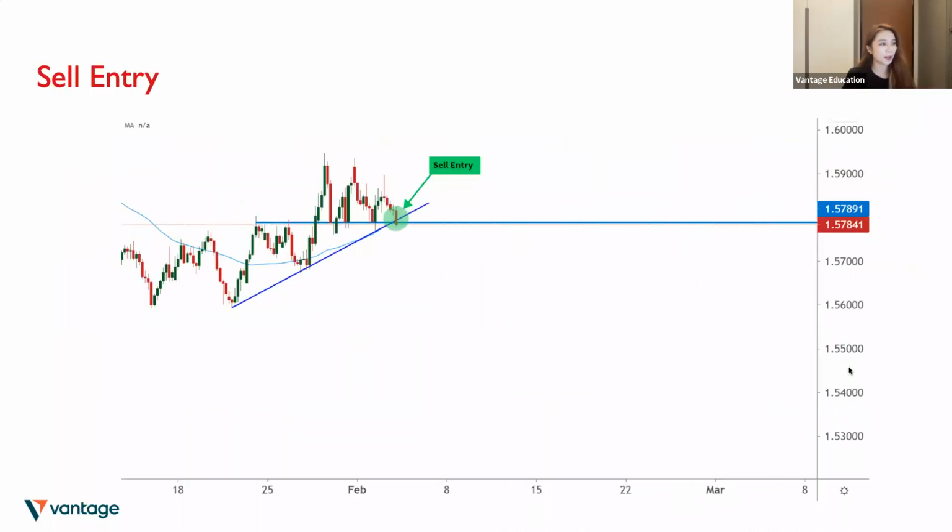Let's look at our sell entry. In this case, we are looking at an upward moving trend line on the bright blue line over here, and also a moving average: cobalt blue for the trend and light blue for the moving average. We can see that price is maneuvering below the support at 1.57891 and trying to drop below the support, as well as below the trend line and the moving average at the same time. So this would be keen. Normally we would see this as a selling opportunity, and hence we are looking at a sell entry here.